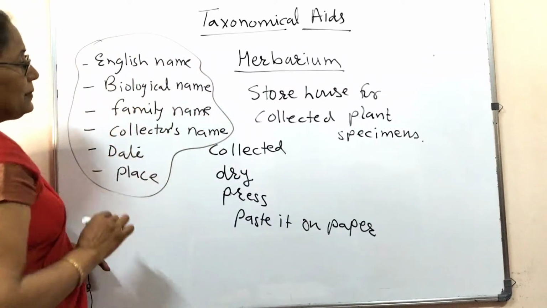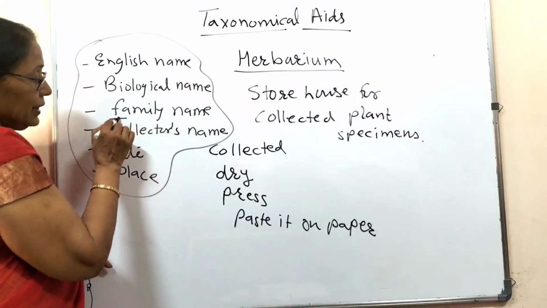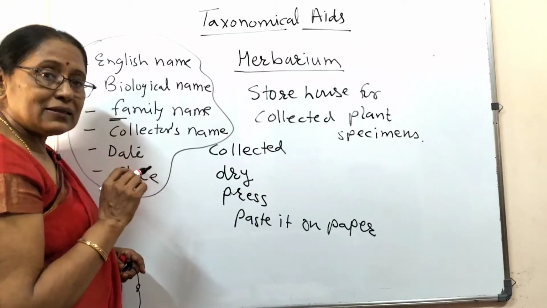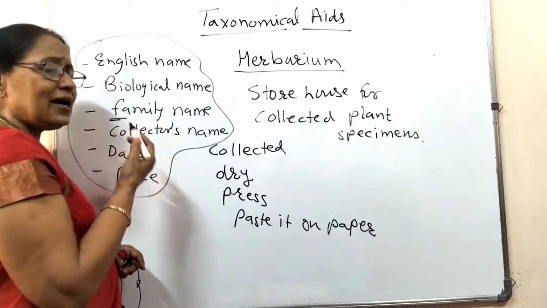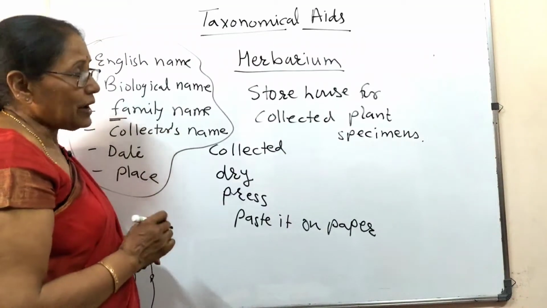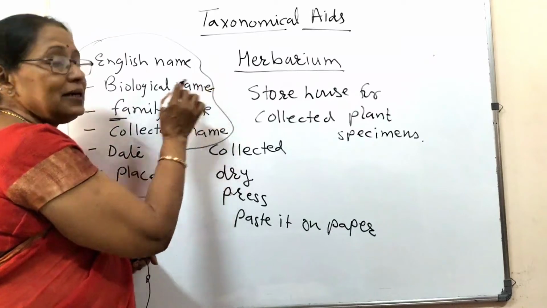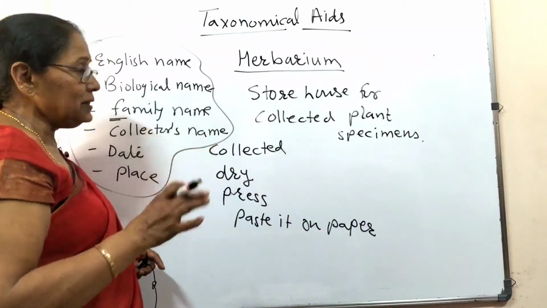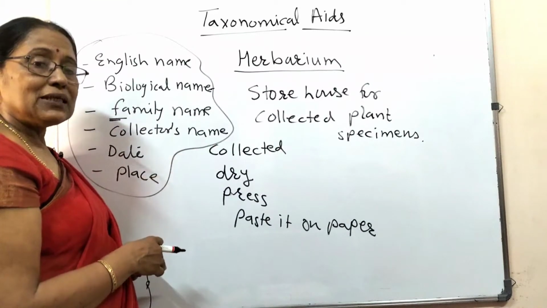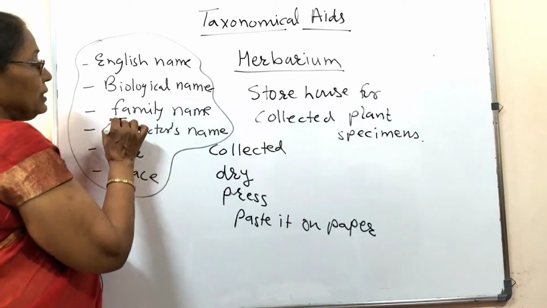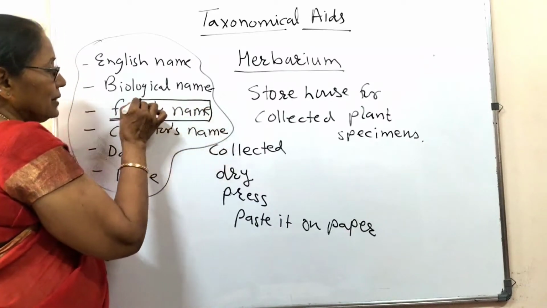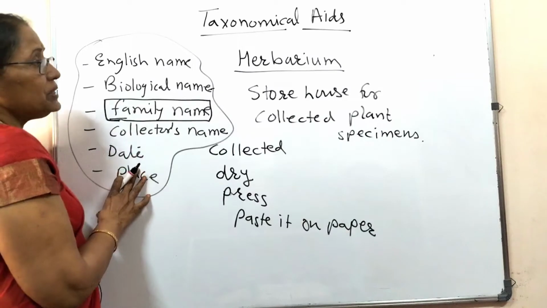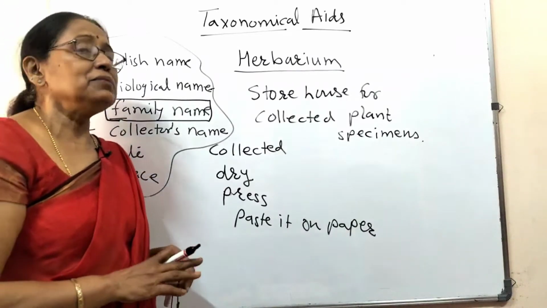Tell me one thing, children. Why family name? Why not the genus name, or the species name? Why are we writing only the family name? Because in the biological name we are already getting the species name as well as the genus name. So what is the group after that? Family. So this family name we are writing. Remember this. These are the things which are written on the herbarium sheet.